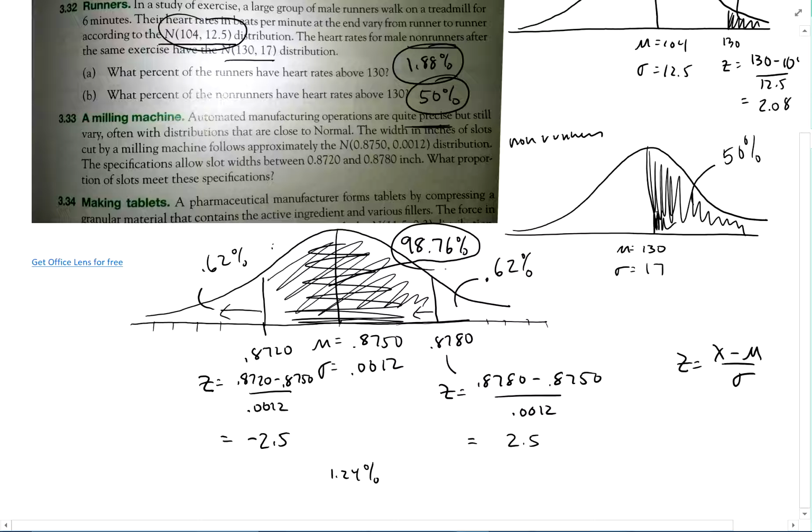So what are they asking? Of all the slots cut by this machine, 98.76% are between 0.8720 and 0.8780 inches. Okay, there you go.